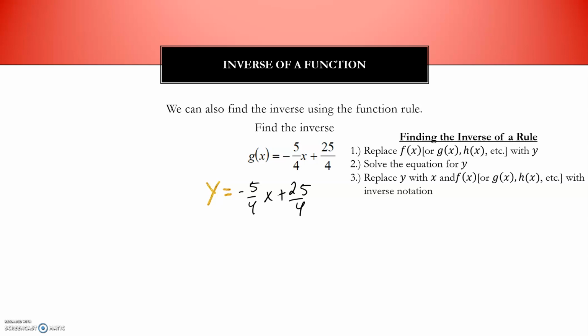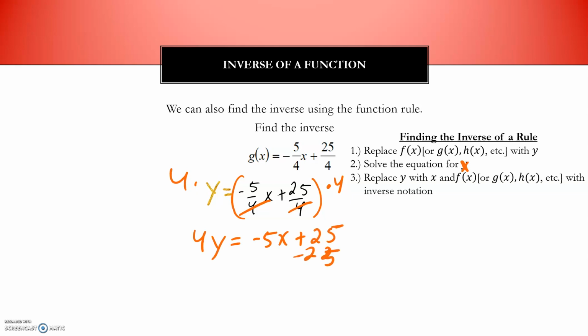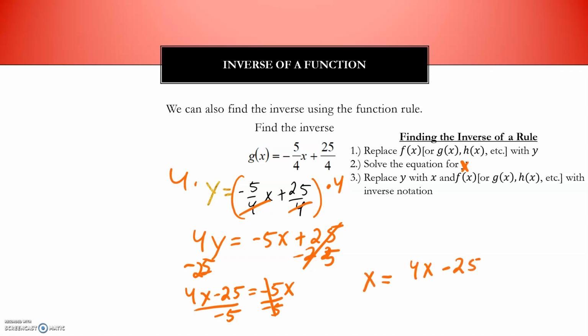Step 2, solve the equation for x. So multiply everything by 4 to get rid of the fractions. So I would get 4y equals -5x plus 25. Subtract 25 from each side. I would get 4y minus 25 equals -5x. Divide both sides by -5. And x equals 4y minus 25 all over -5.